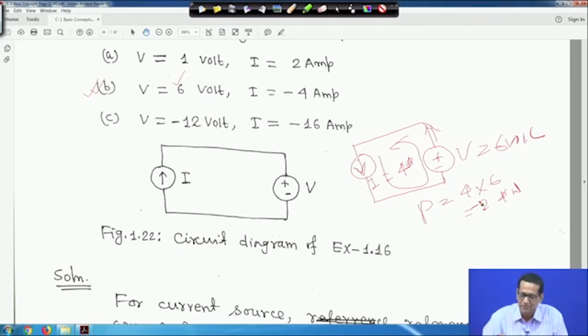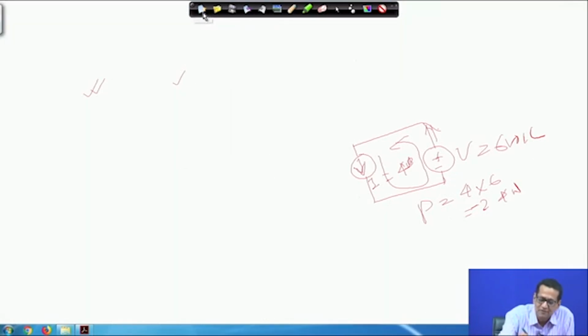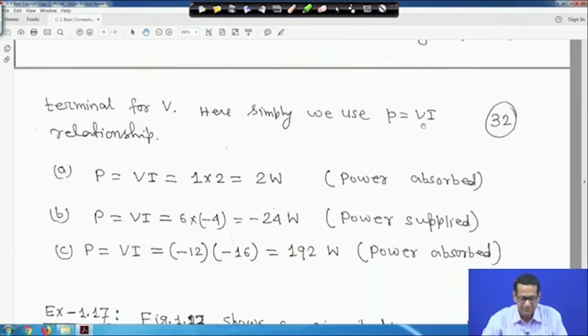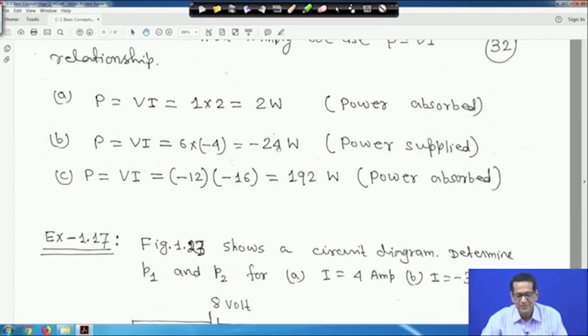So let me clean this one. Again I will be back to you, right. So just hold on. So if you come to this, your P is equal to VI, power supplied, the second case, right.